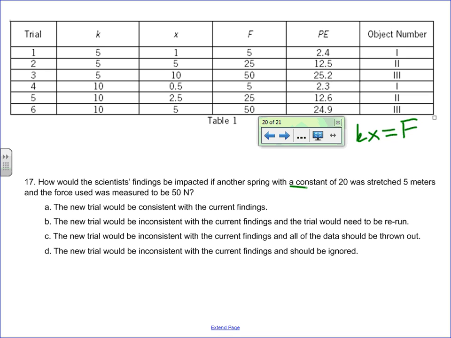K is 20. X is 5. F is 50. Does 20 times 5 equal 50? No, we just broke our model. So we know that it is not consistent with current findings. We also know you can't ignore it and throw it out, so C and D are out. The only thing you can do, rerun.